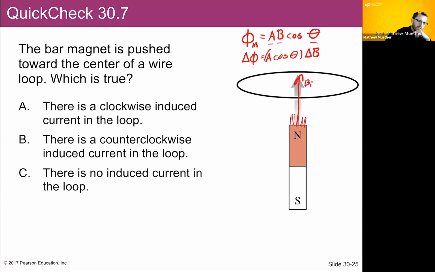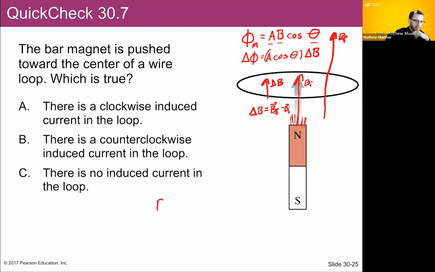The initial B field is pointing upwards. If I look a little bit later, I can find that there's a final B field that's still pointing upwards, but that is going to be stronger because that magnet is moving closer to the loop. So delta B, B final minus B initial, is going to point upwards. If I take the difference between those two vectors, I get a delta B vector pointing upwards. It's increasing that upward pointing magnetic field vector.